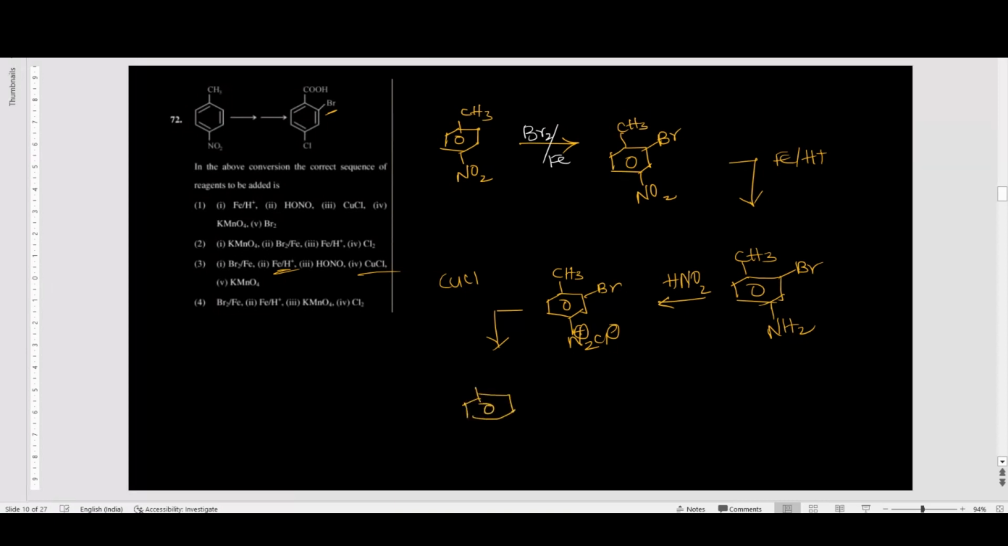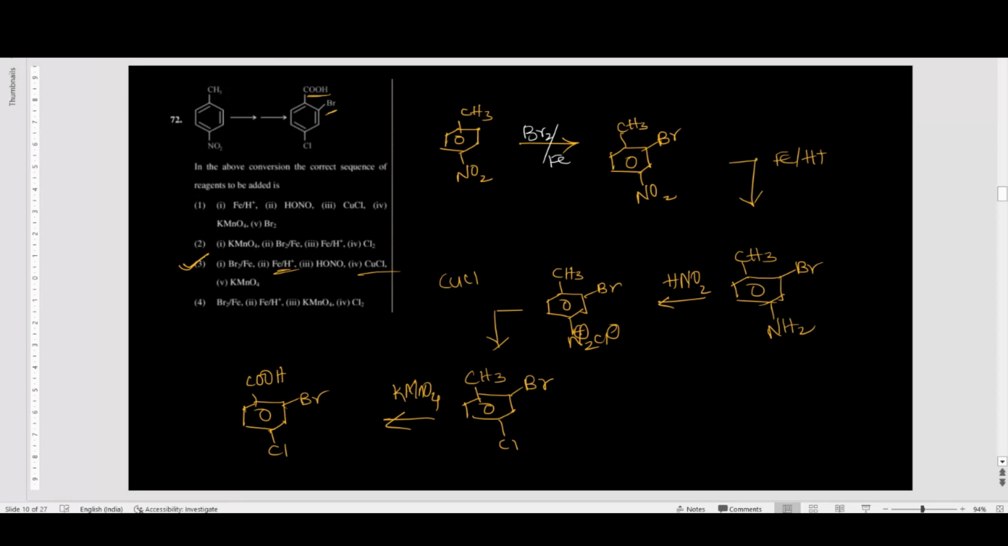So yeah, it easily replaces this with Cl, and then we have almost our product, but we just need to change the CH3 to COOH. This is an oxidation reaction, so we can take KMnO4 as the oxidizing agent. It will convert this to COOH. The condition is that the benzylic carbon should contain at least one alpha hydrogen, and only then will it convert to this acidic group. So I hope this is clear. So option 3 is the correct option.